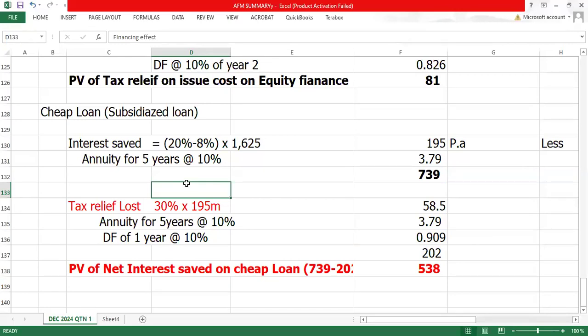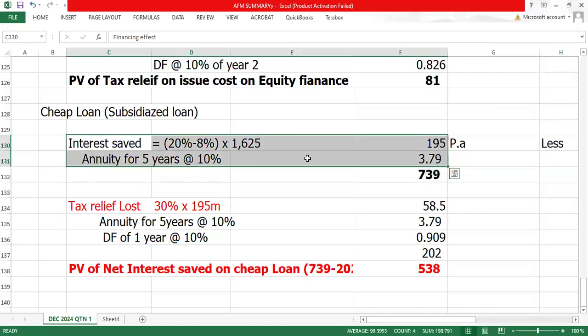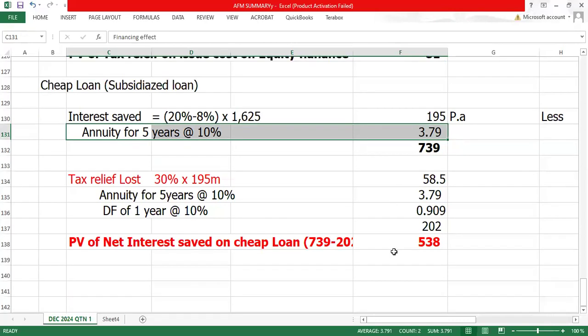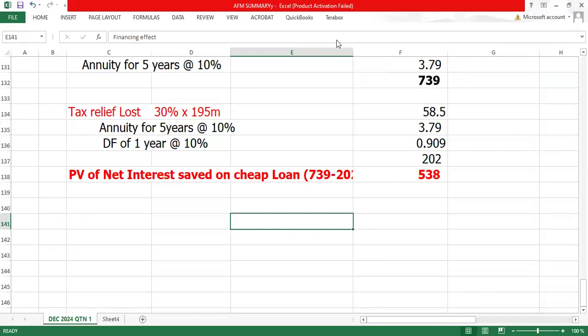When you're dealing with tax, ask yourself, when are you claiming tax? When you're dealing with interest, of course, like here, it is not that you're going to pay interest next year. No. Okay, so finally, I think we are done, guys. We are done with everything.